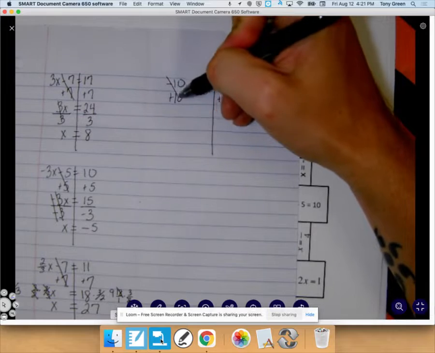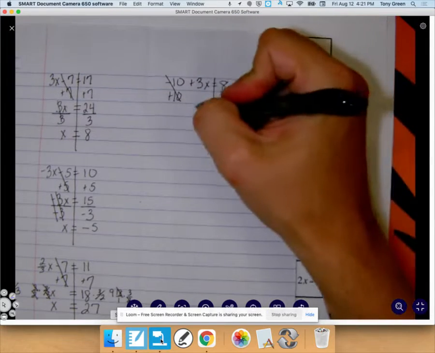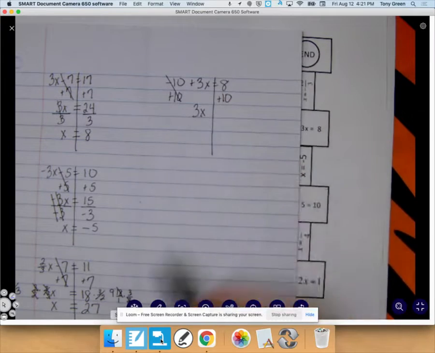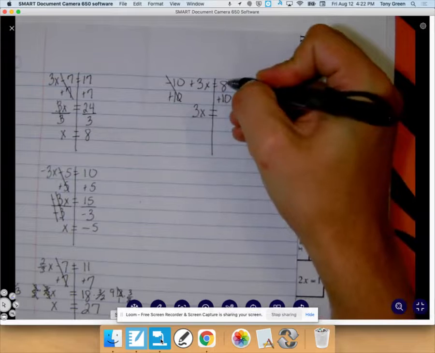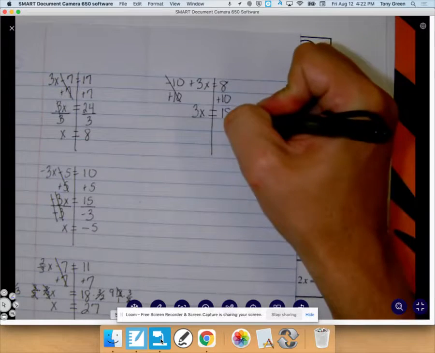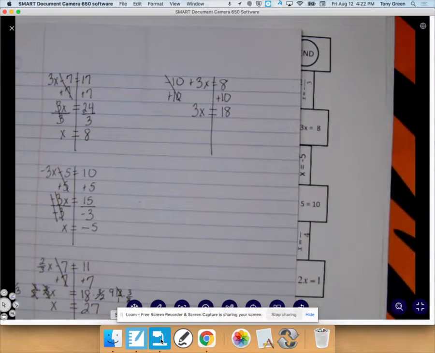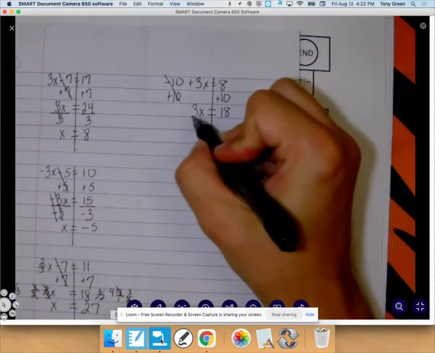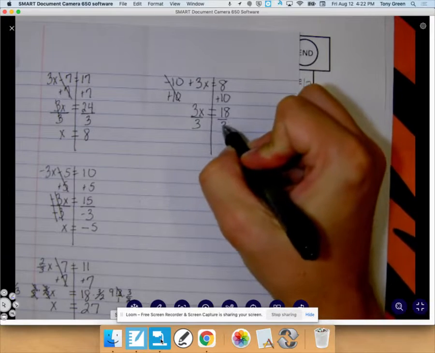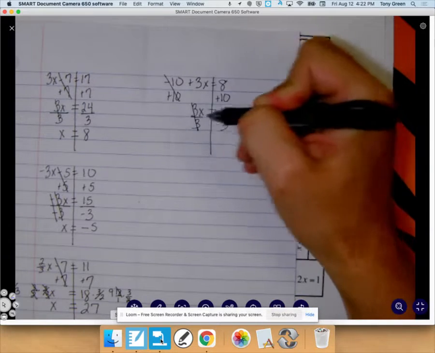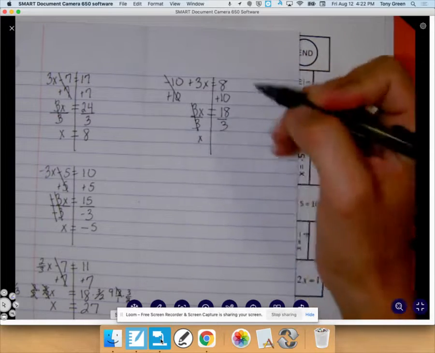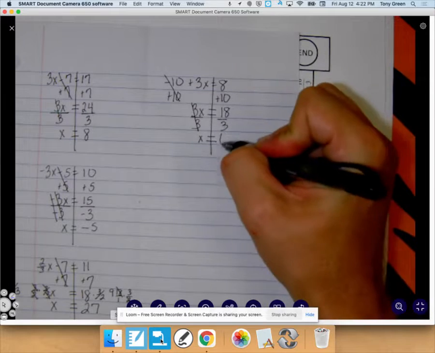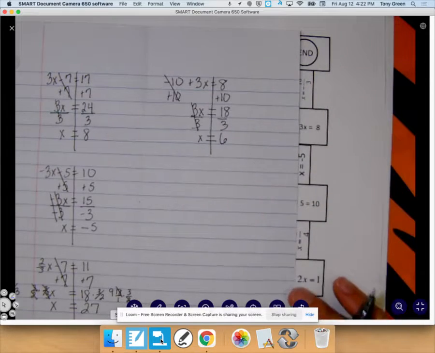Positive 10 and negative 10 cancel out, and we're left with 3x, a positive 3x. So I don't have to write that plus sign because it's understood that it's right there. 8 plus 10 is 18. So now we're going to do the opposite operation on both sides. So x times 3, the opposite of times 3 is divide by 3 on both sides. The 3's cancel out. X is left over. Bring down your equal sign. 18 divided by 3 is 6. So x is going to equal 6.